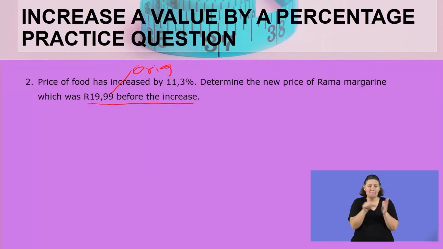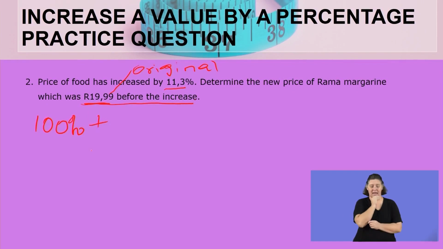So it is so important to read these words as you analyze this question, because there's a thin string between before the increase and after the increase, so that you can know how to deal with it. So now that this price is the price before the increase, it means we need to add the increase on top of this. So because we have 11.3%, then we are going to have 100%. Remember, 19.99 rand is 100%.